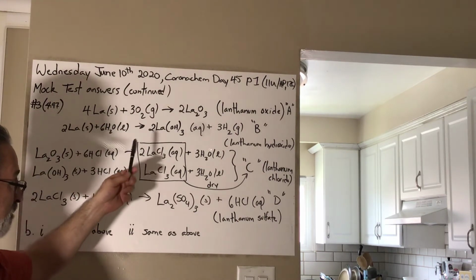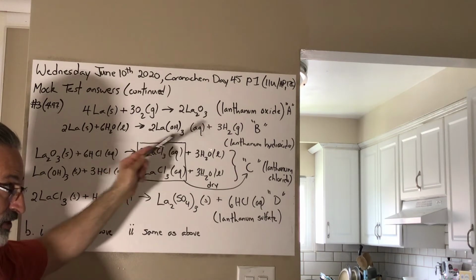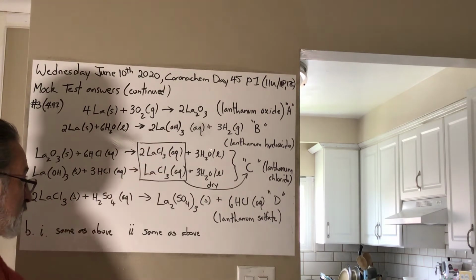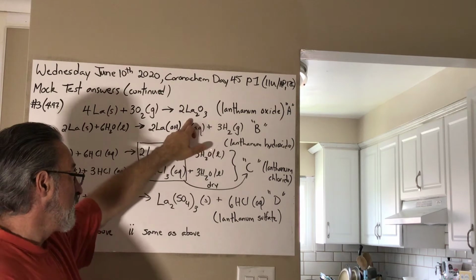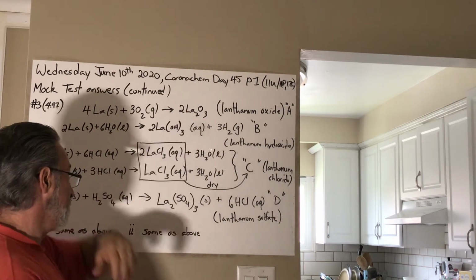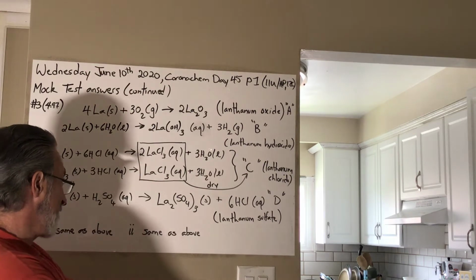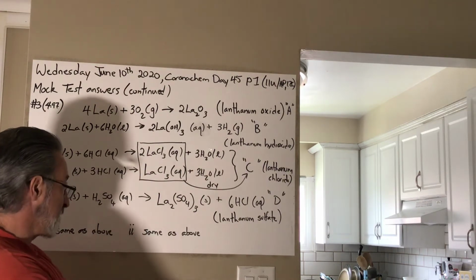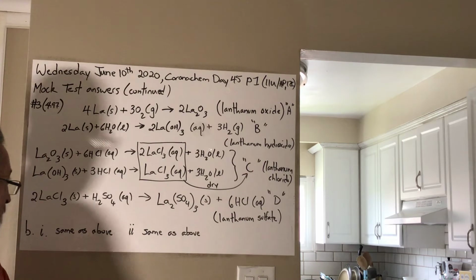Because lanthanum is a +3 charge and oxygen is a -2 charge, you're going to get 3 oxygens combining with 2 lanthanum cations, and you'll get lanthanum oxide, La2O3. That's the most sensible answer to that question.